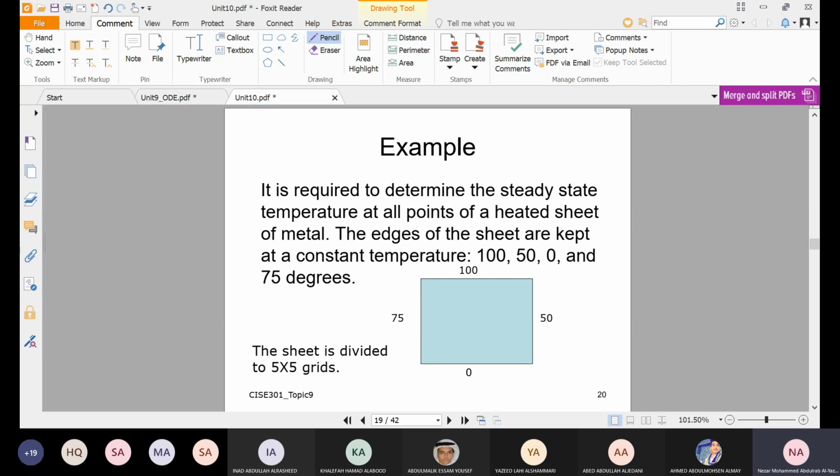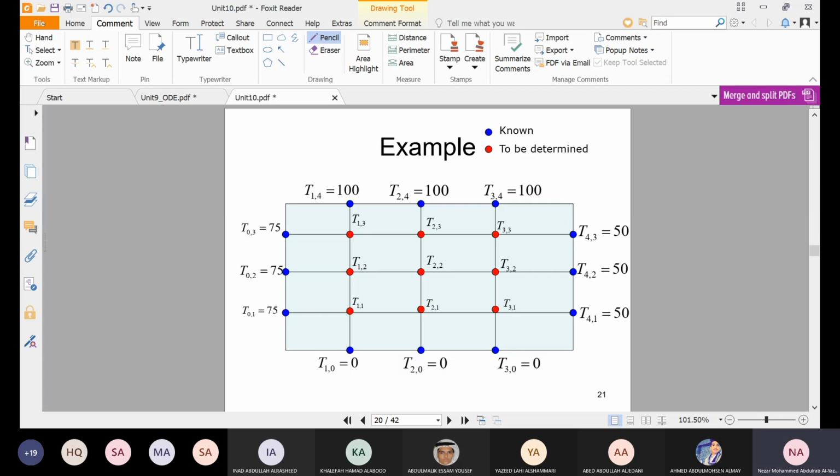So here it's required to determine the steady state temperature at all the points of a heat sheet, and the edges of the sheet are kept at constant temperatures, 150, 0, and 25. Okay, and this sheet is divided into a 5x5 grid. It's the same method that we use, but here we take it step by step.